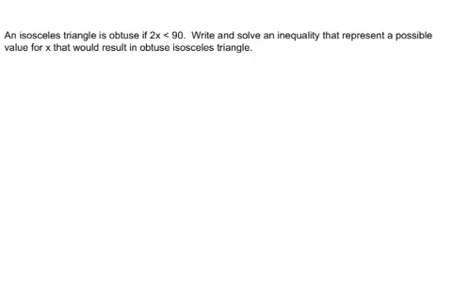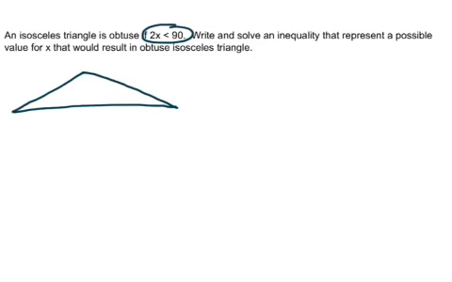This says an isosceles triangle is obtuse if 2x is less than 90. Now that might sound a little confusing to you, but really what we're working with here is this inequality. Let me show you what an isosceles triangle is. This is an isosceles triangle. Basically, these two measurements are the same.